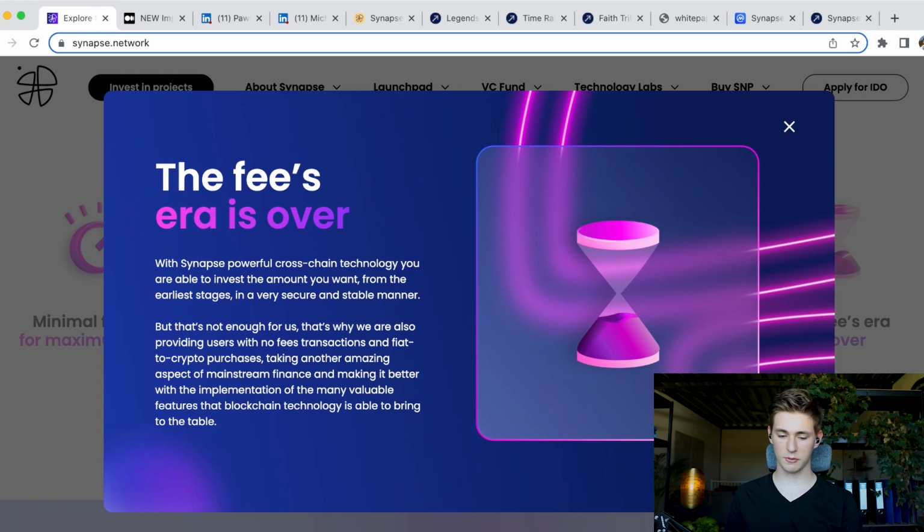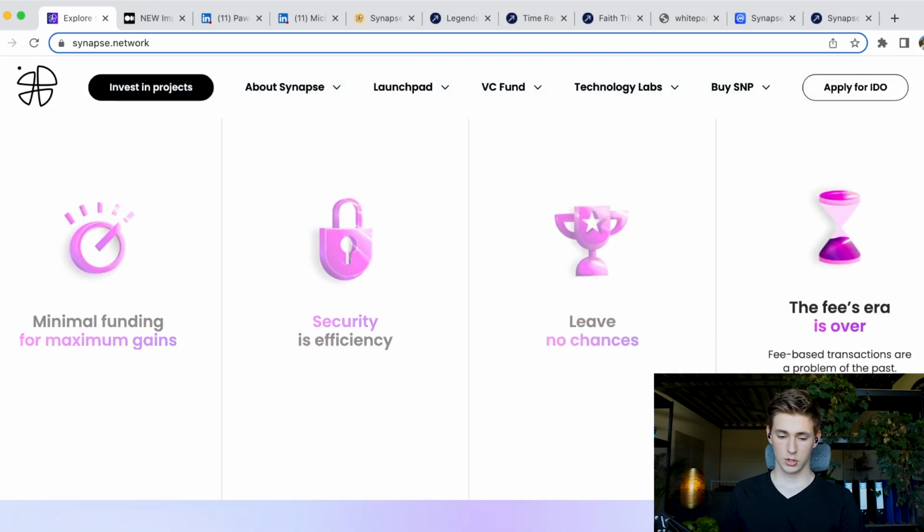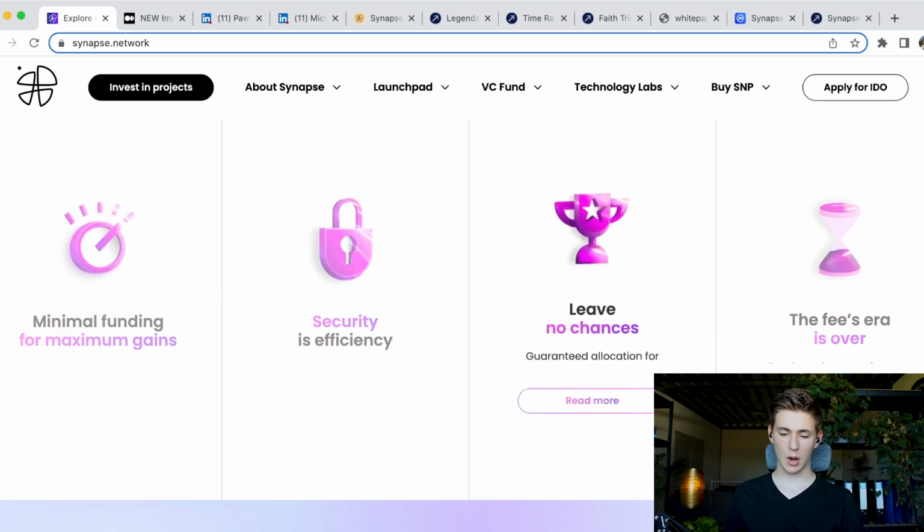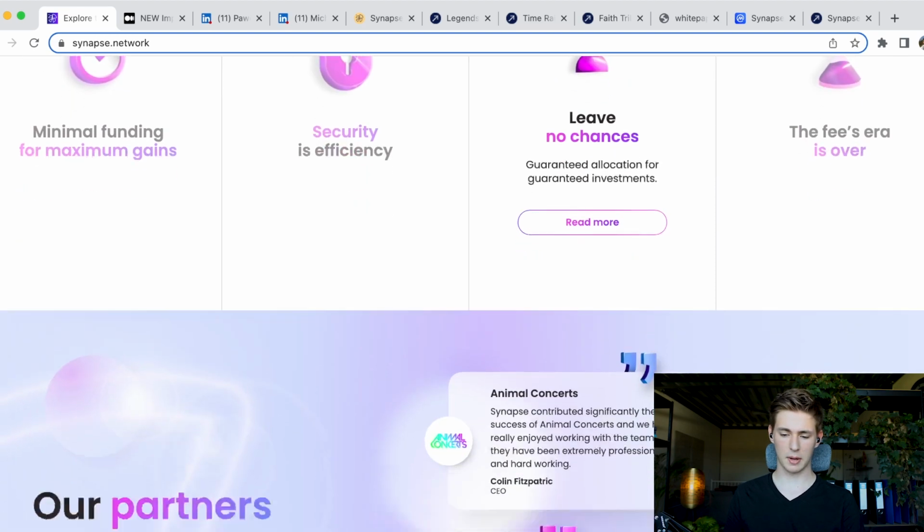But that's not enough for us. That's why we are also providing users with no-fee transactions and fiat to crypto purchases, taking another amazing aspect of mainstream finance and making it better with features of the blockchain. All right. So yeah, quite some cool USPs overall. It's making me very excited about Synapse.